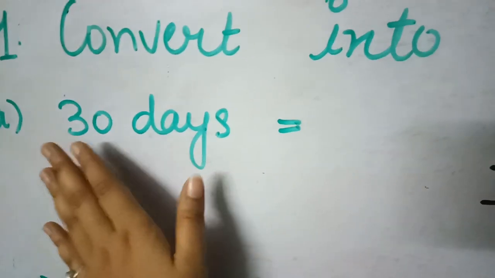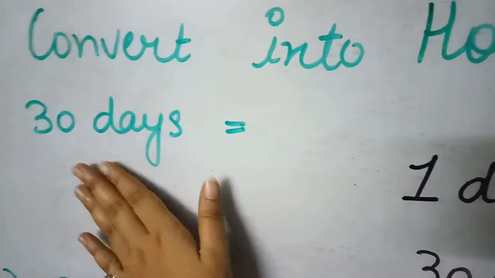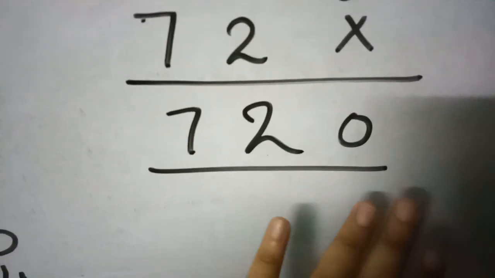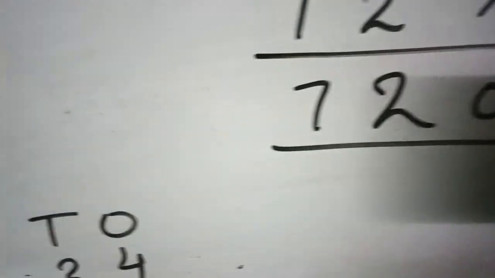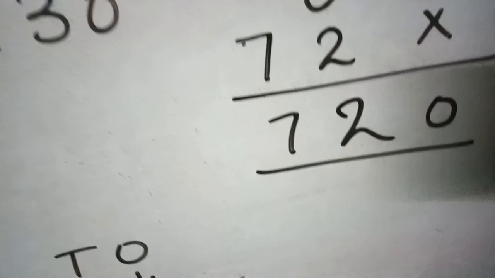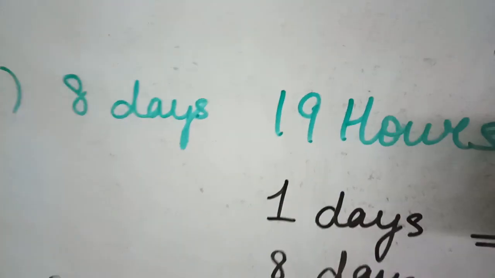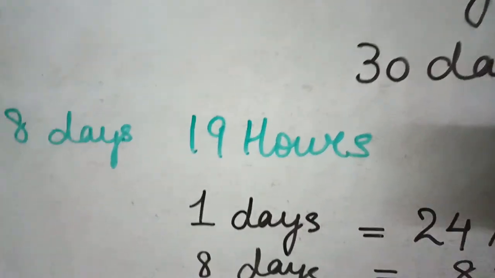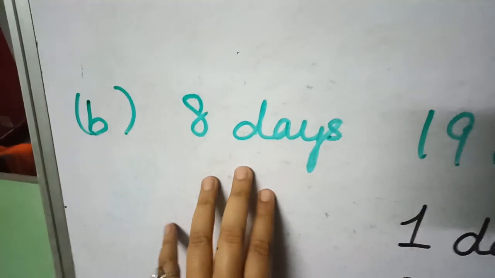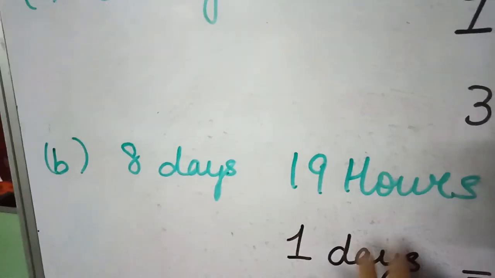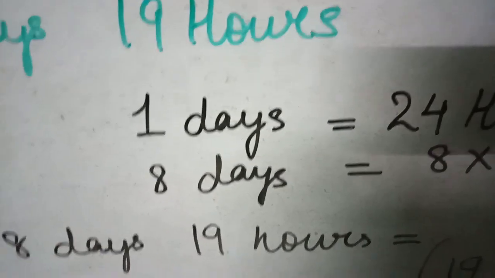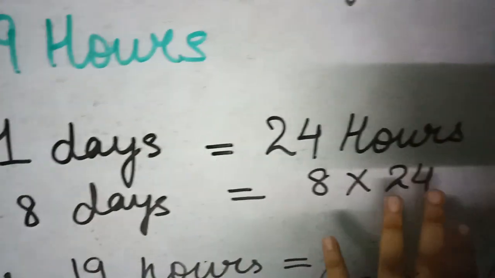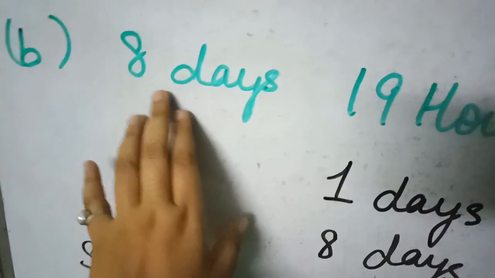720 hours in 30 days. We converted the 30 days into hours, right? 720. Now let's take one more example, like 8 days 19 hours. Firstly we will solve this one and then this. Now students, in 1 day there are 24 hours, right? So here are 8 days.